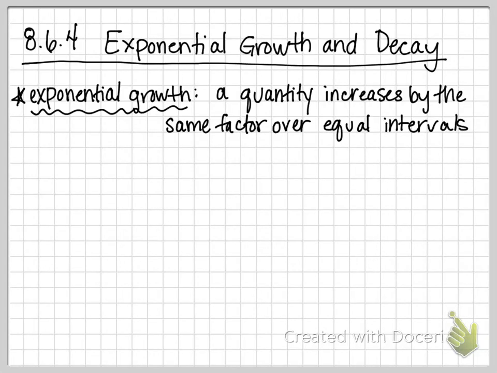Let's start with the definition. Exponential growth shows that a quantity is increasing, and we talked about this when we were looking at tables, right? It increases by the same factor over equal intervals. So you're multiplying by 3 every time, or multiplying by 7, or sometimes you're dividing by the same factor.